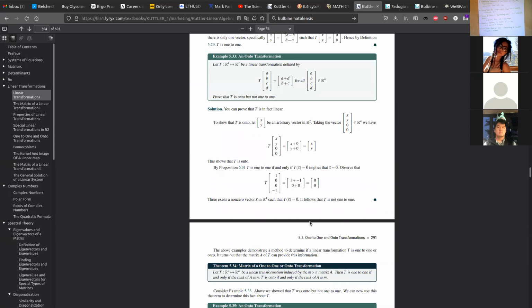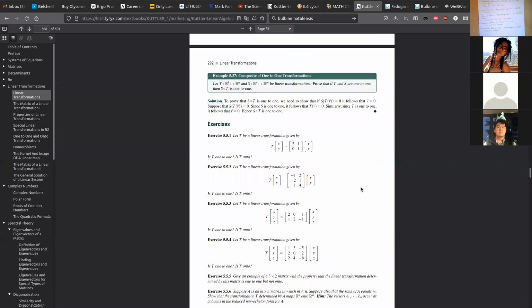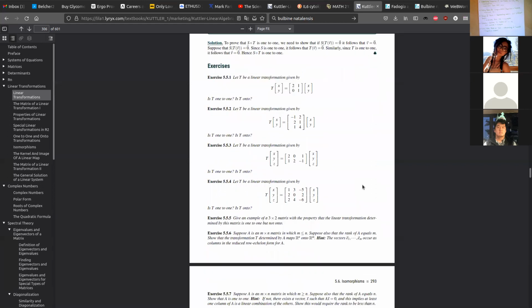But I would also recommend understanding the concepts of kernel and image and some of the techniques we use there, because those same arguments can be made a lot quicker just by understanding properties of kernel and image. And we'll get to that in a second once we get to that section. Let's take a look at some of these examples and see what types of examples come up.